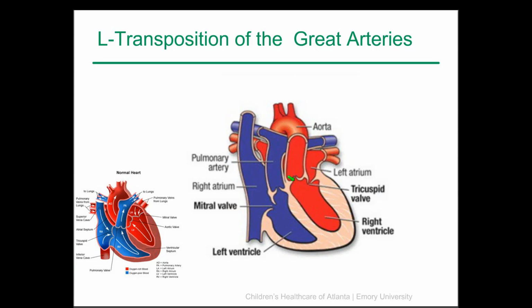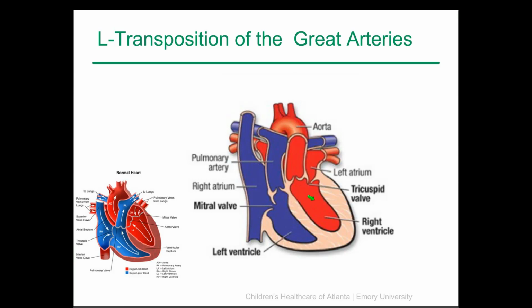So I'm not going to draw again, but remember when we had those pant legs, so the double switch is we do the Mustard or Senning to get the IVC and SVC flow going over to the left, and we do the arterial switch to swap the aorta and the pulmonary. That's a complex procedure and can have some issues.